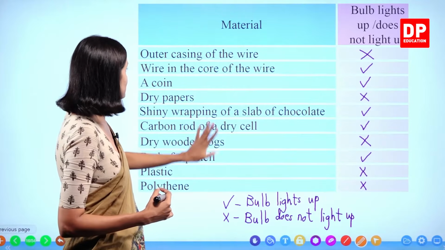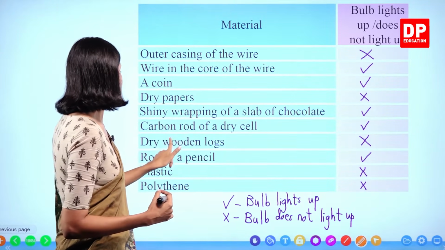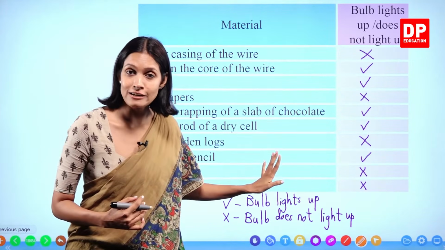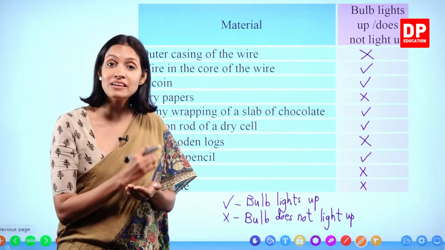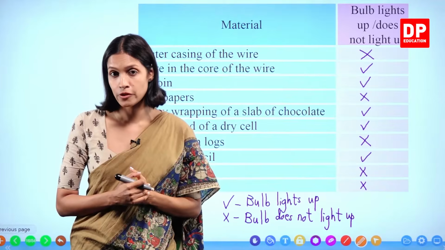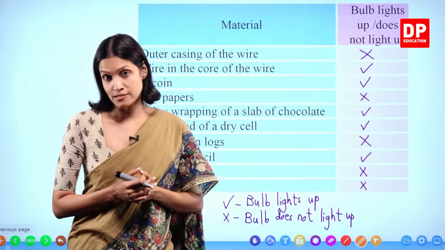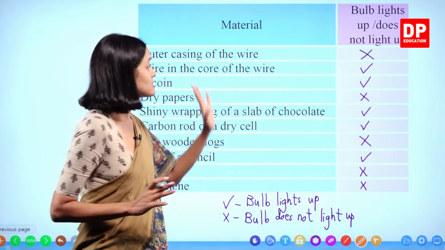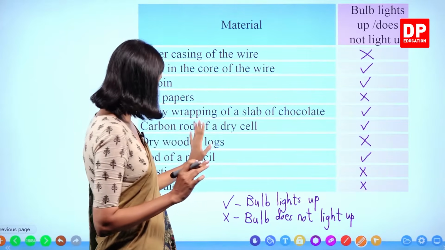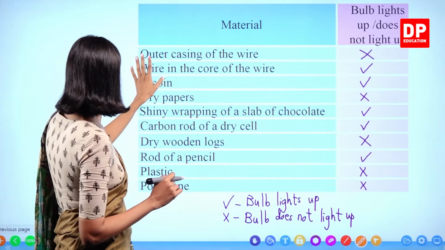And the other five materials given here, outer casing of the wire, dry paper, dry wood, plastic and polythene, they don't carry electricity. That is why when we connect them to the gap of the circuit, the bulb does not light up. If they carried electricity, the bulb would have lighted up, but it does not happen. That is because these materials don't carry electricity. Okay? It's easy to divide now. We'll do that. We'll write in short forms.